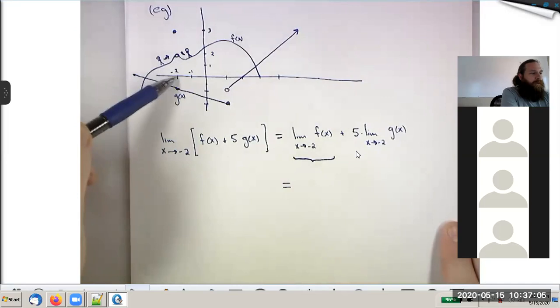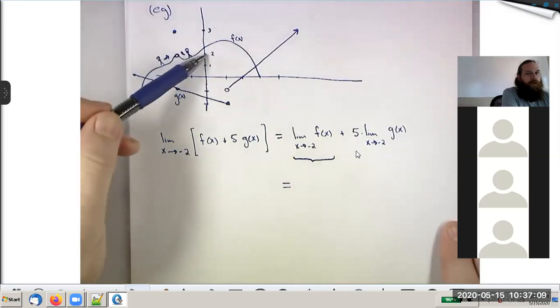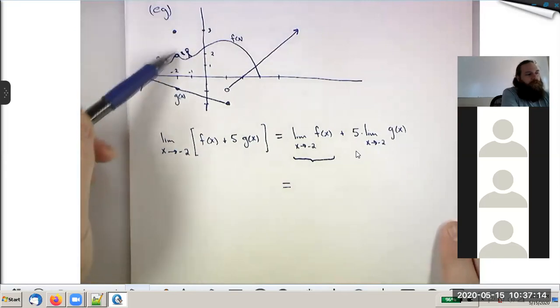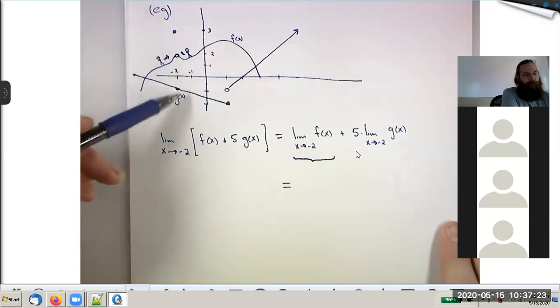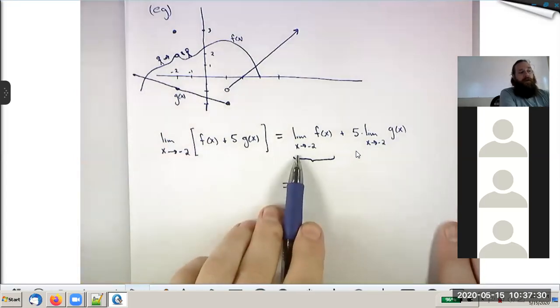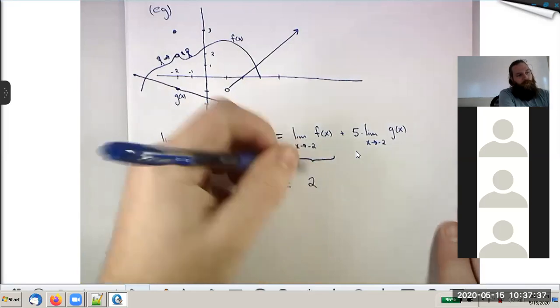And if I look anywhere nearby negative 2 along the graph of f of x, I'll be getting y values out that are close to 2, not close to 3, because the graph has this weird jump here. Okay, I see. So if it were f of negative 2, then it would be 3, right? But if we're looking at f of x, then it's going to be 2. So when we're looking at the limit as x approaches negative 2 of f of x, that's going to be 2. Okay, I see now.